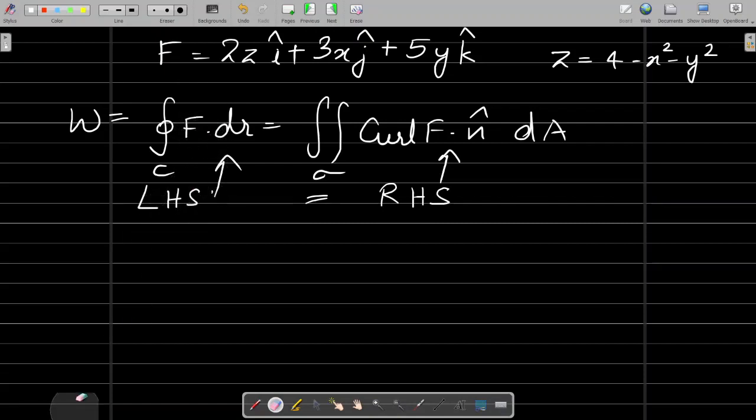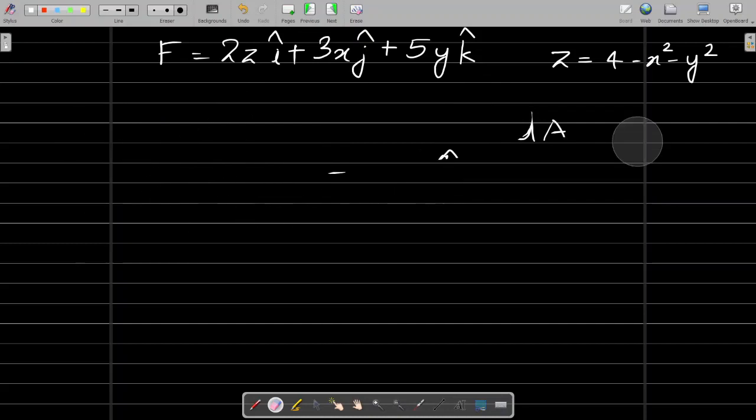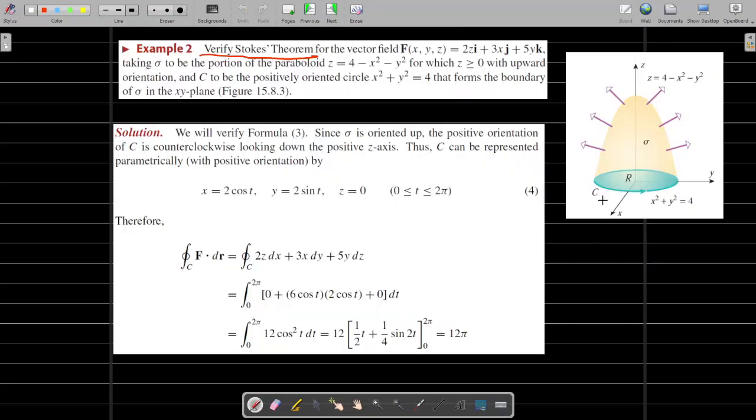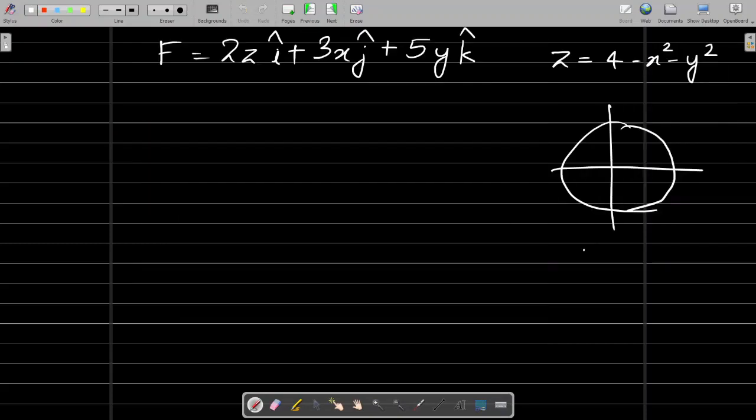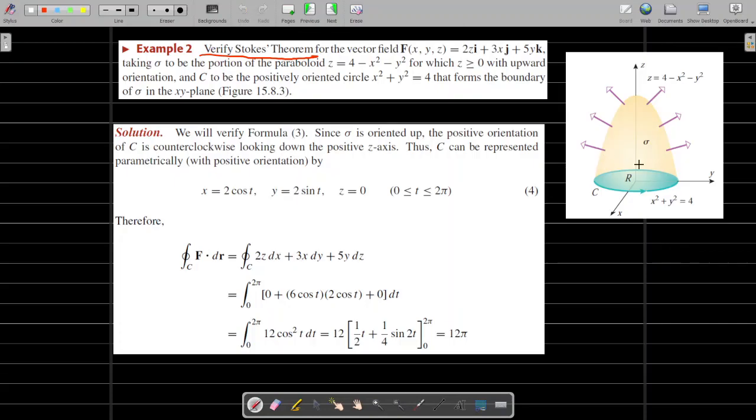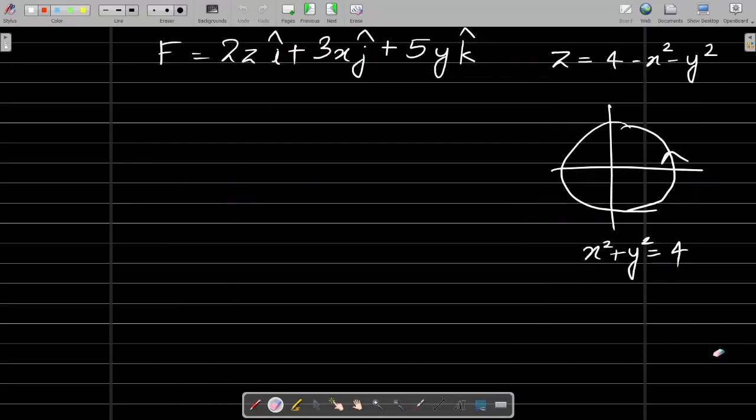So for evaluating the left hand side, we will take the curve C, which is the circle x square plus y square equal to 4 in the anticlockwise direction. That is the given circle. You can see here, I have drawn the projection of the surface on the xy plane. The projection of the surface on the xy plane is like this. Okay, so I have drawn that there.